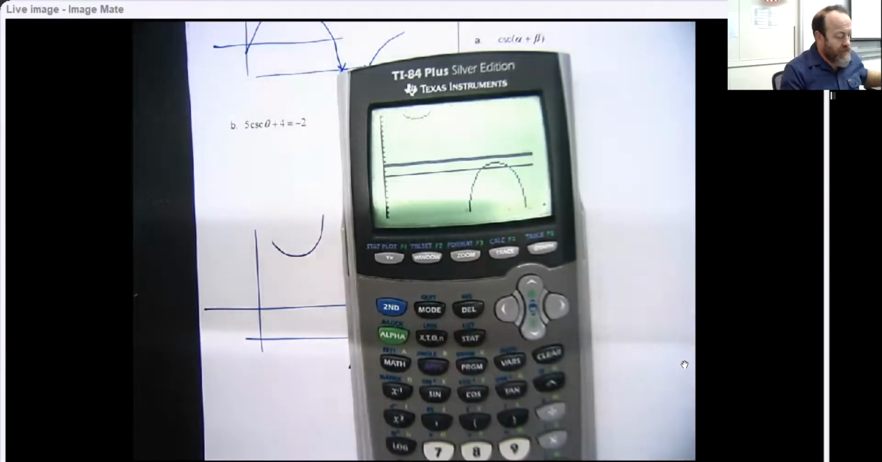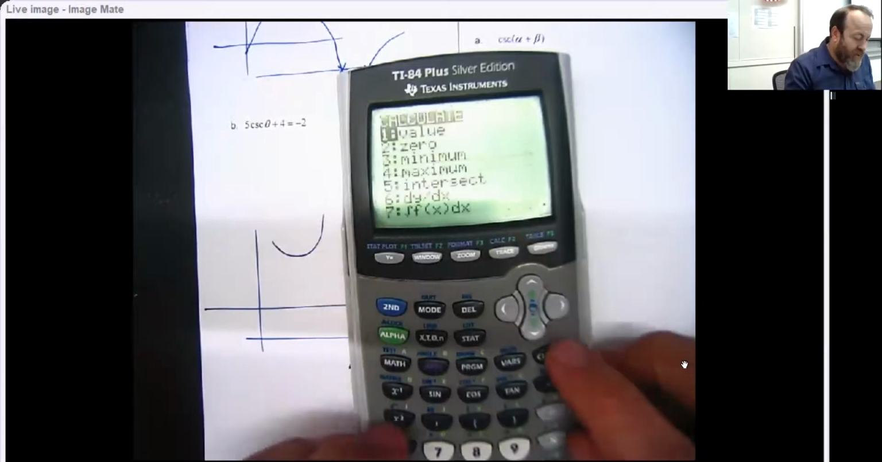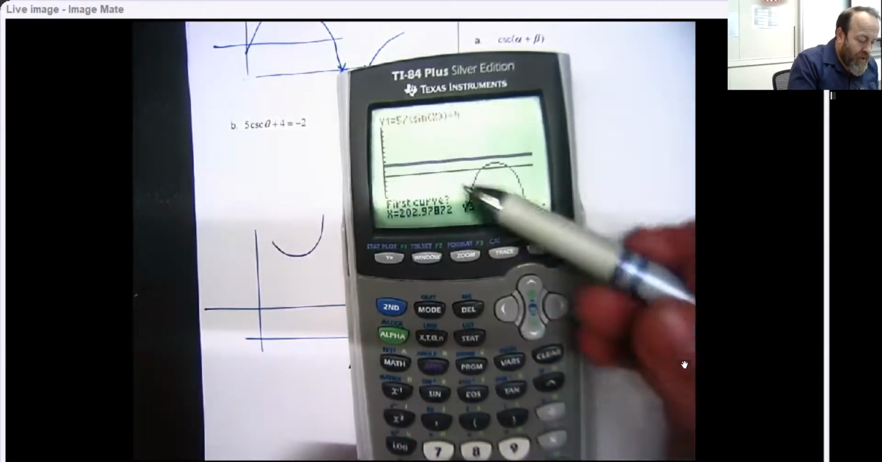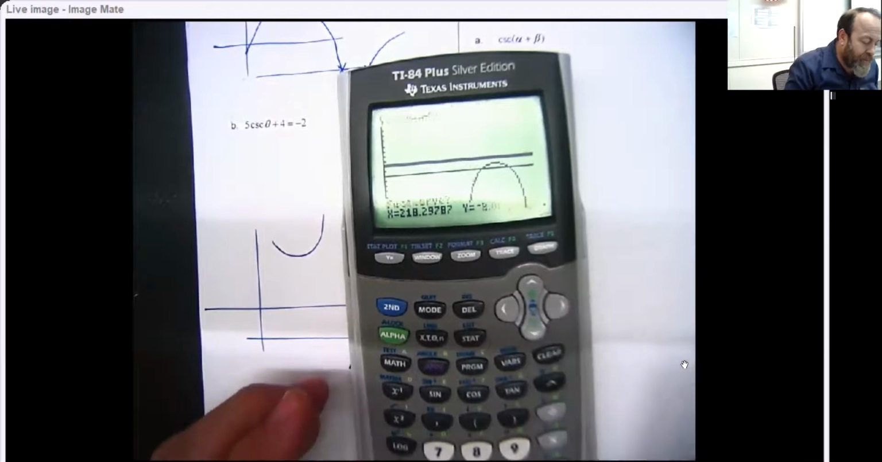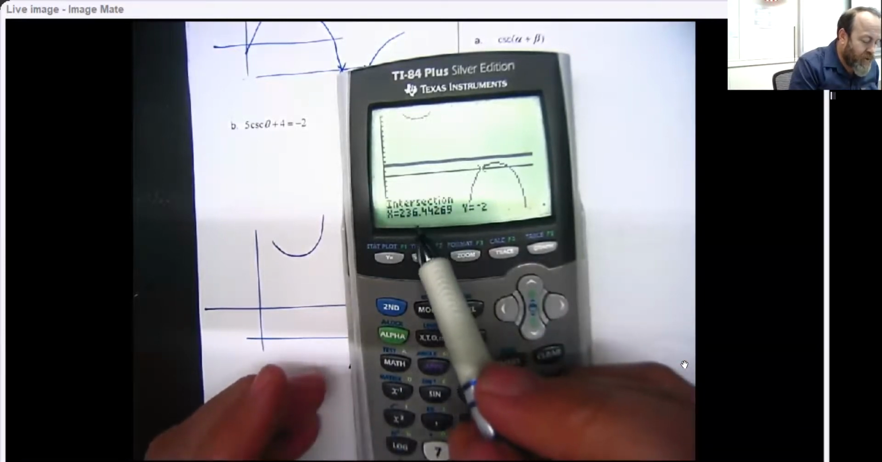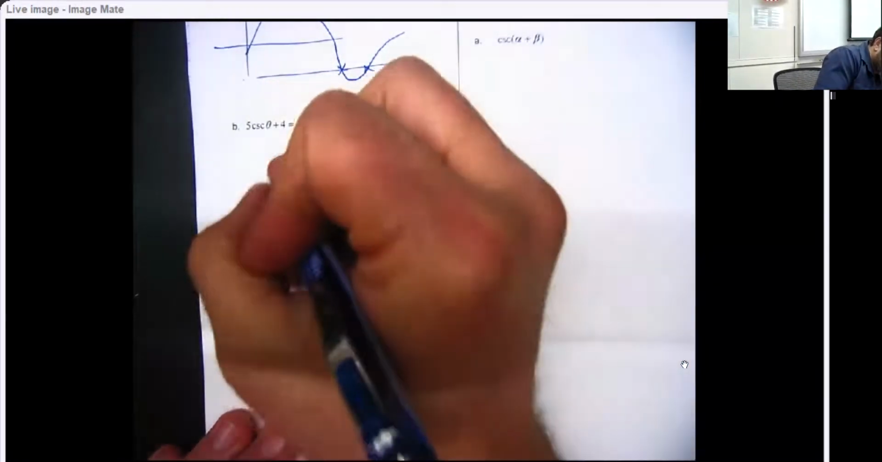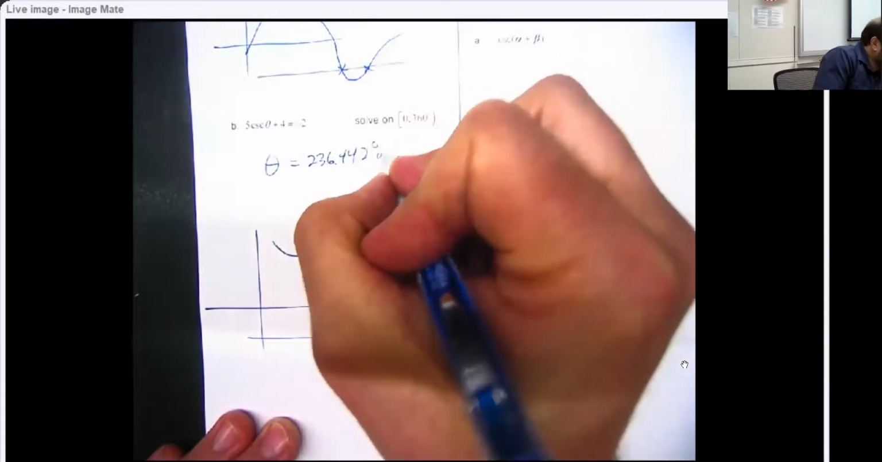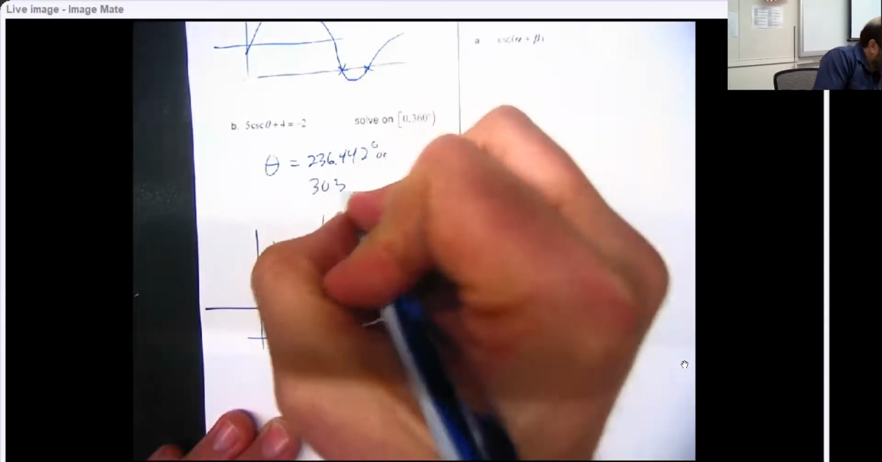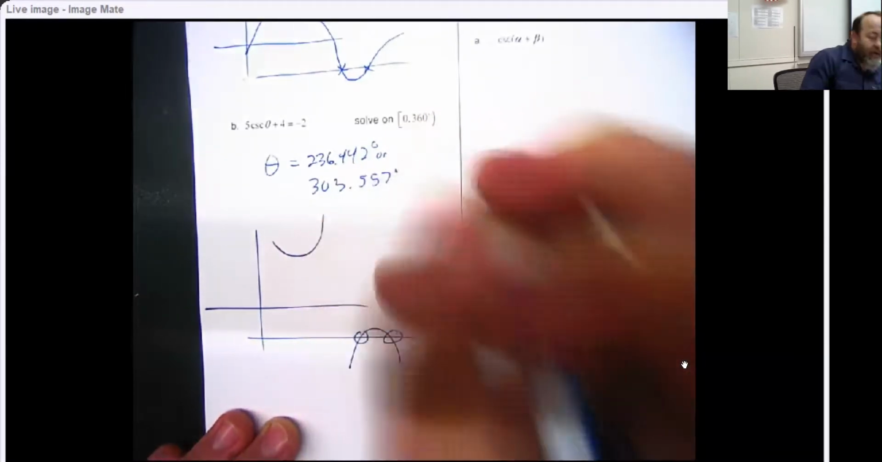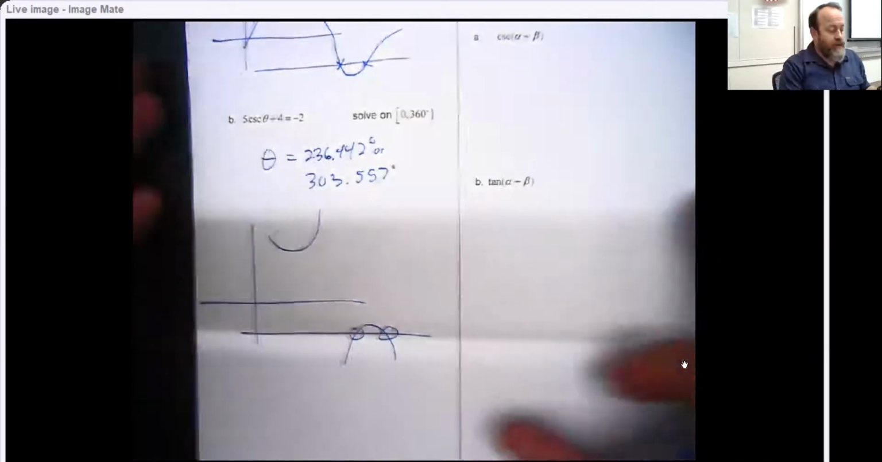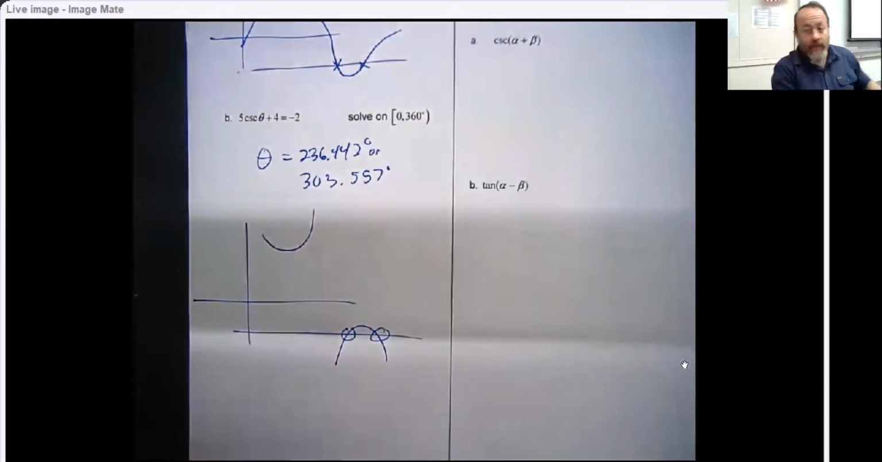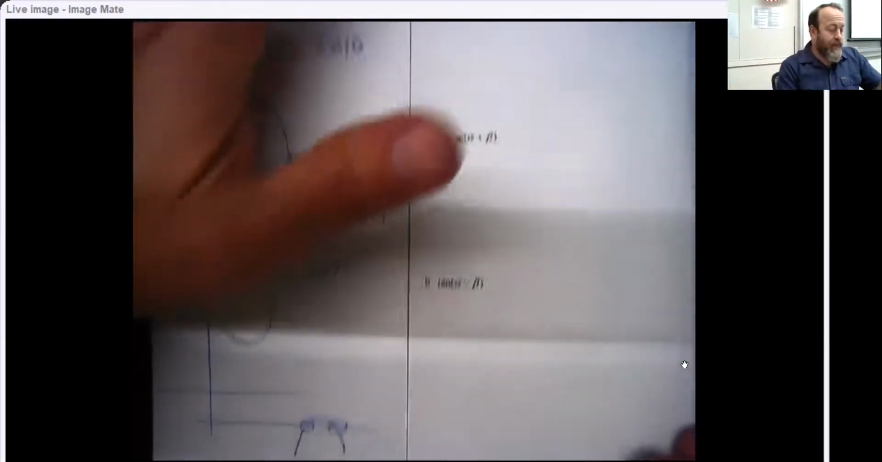And for the sake of time, since I showed you that in the previous example, I'm just going to write this one down. I'll just find 1. Now you're going to notice that it's going to eventually pop up. So one of my answers is 236.442 degrees. And my second answer is going to be 303.557 degrees. And we can kind of just leave it there. And there's not a lot of work to show because I let my calculator do the math for me.